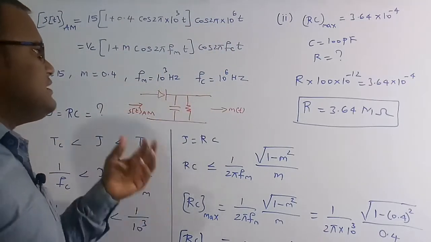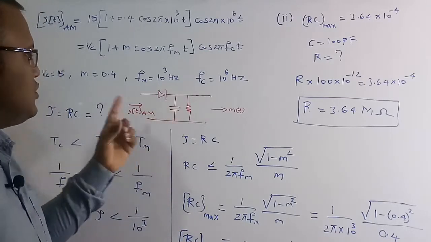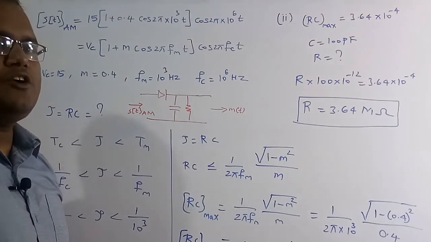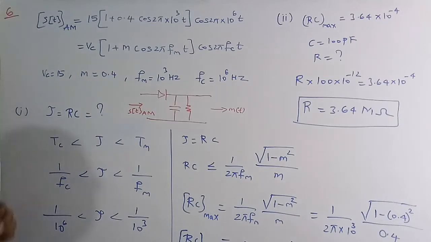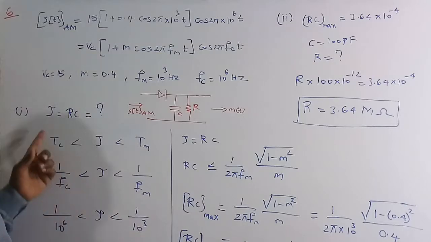So what is the diagram of the envelope detector? This is the diagram of the envelope detector. When the input is s of t AM, we get an output which is purely the message signal. The first thing they have asked is the time constant. The time constant of the envelope detector is tau equal to R into C, where this is the resistance and this is the capacitor.